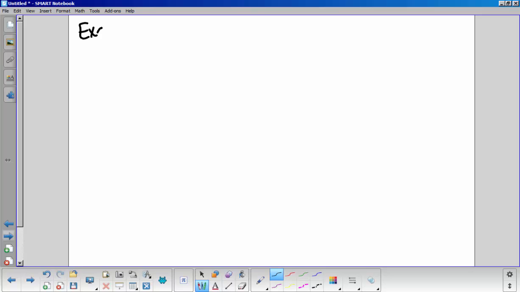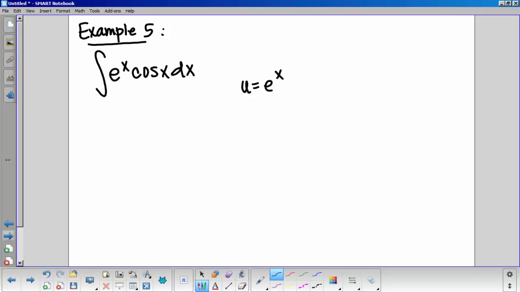All right, so another type. This is example number 5. The integral of e to the x cosine x dx. Are these two families of functions multiplied together? Yes. All right. LIPET says e to the x is going to be u. And then dv is what's left in your integrand, which is cosine x dx. So du is e to the x dx, and v is negative sine x.